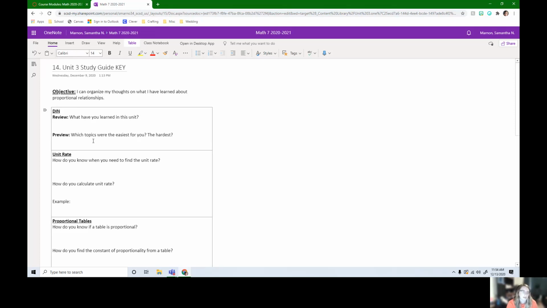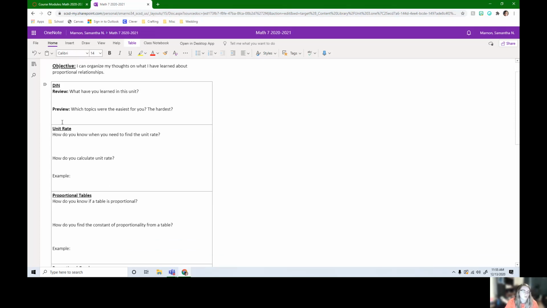This is going to be more of a scavenger hunt than a teacher-led lesson. For this lesson, we broke it up by topic. The first topic is unit rate. There are 2 questions: How do you know when you need to find the unit rate? How do you calculate unit rate? And then an example.